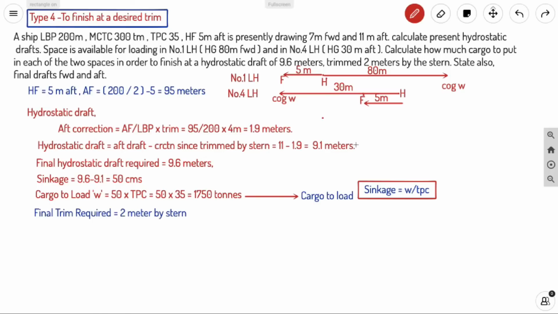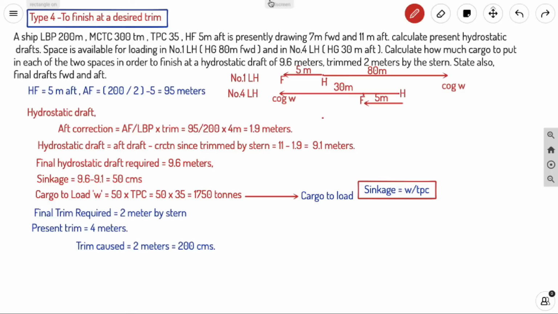Next thing, in the question it's given we need to have a final trim of 2 meters by stern, and the initial trim we already discussed, 11 minus 7, that's 4 meters. Present means 4 meters. So we can say the trim change is 4 minus 2, 2 meters, that's 200 centimeters.